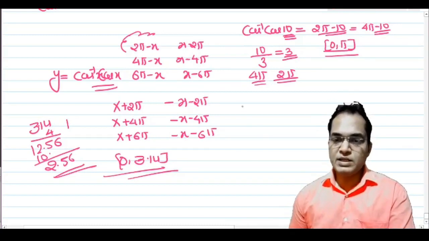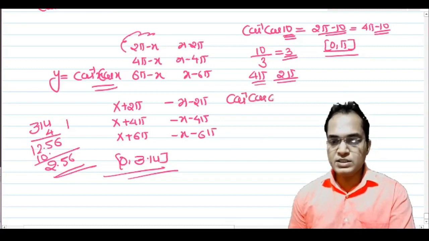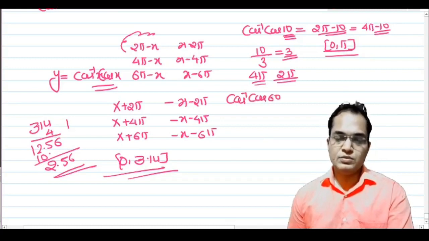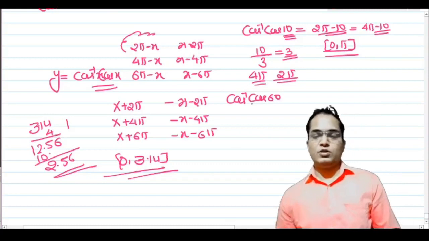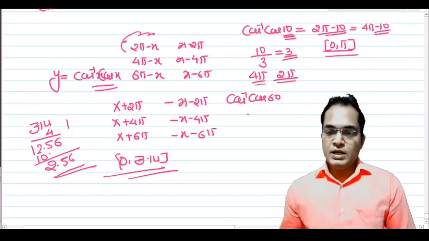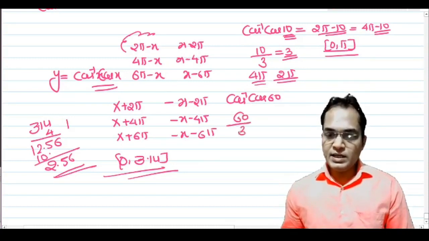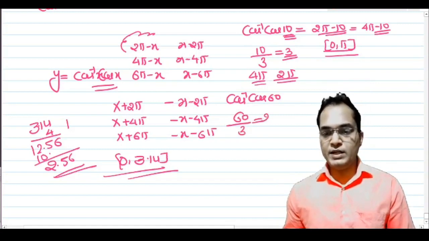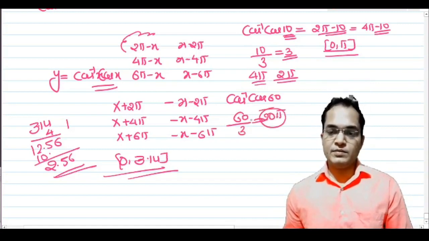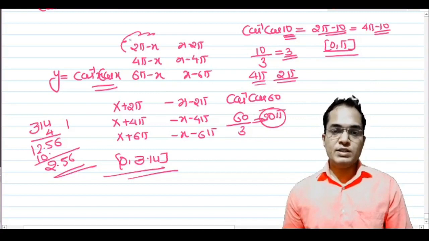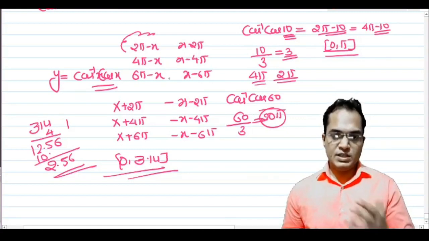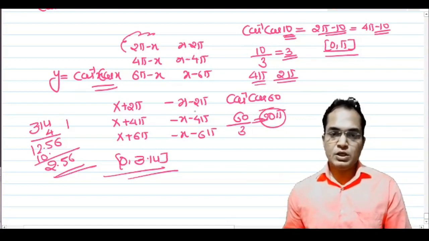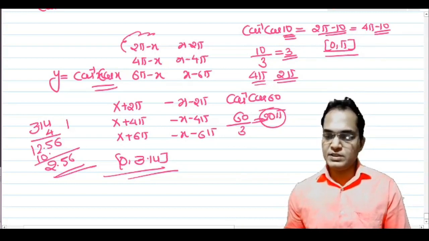Suppose somebody asks me cos inverse cos 60. Then what will happen? Divide 60 by 3 and approximate: find 20 something, so the multiple is 20 pi. What scenario happens near 20 pi? 20 pi minus x and x minus 20 pi type. First scenario.